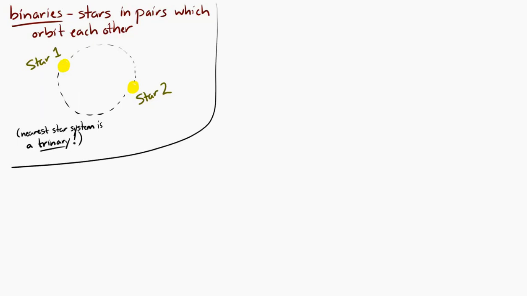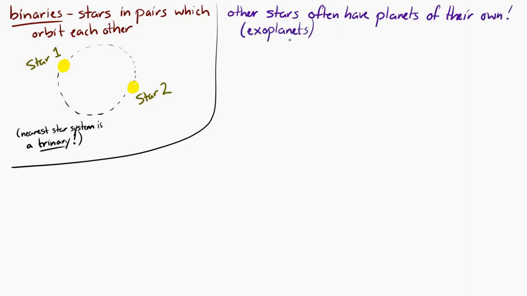Out around other stars, there are often other planets called exoplanets, planets that orbit other stars. And over the past 15 years, we've discovered more and more and more of these.